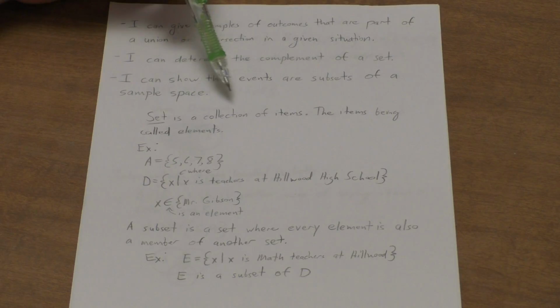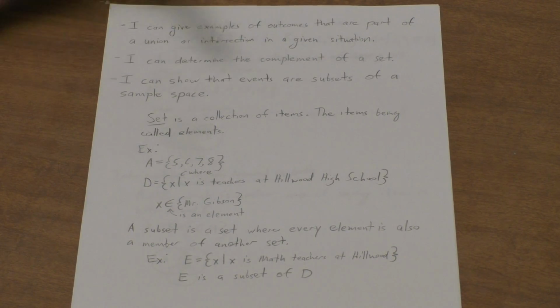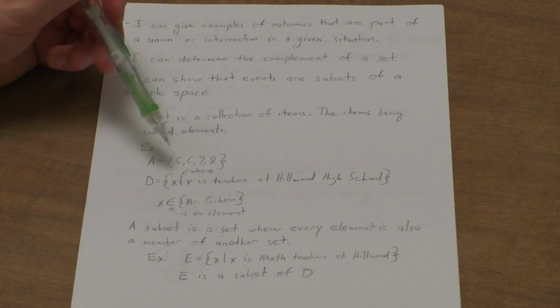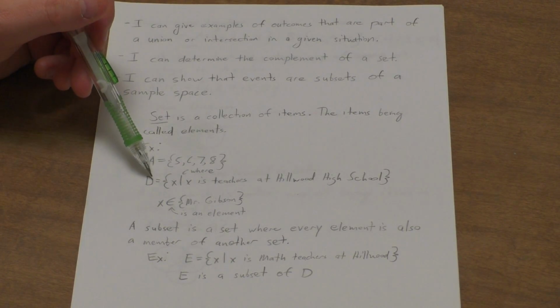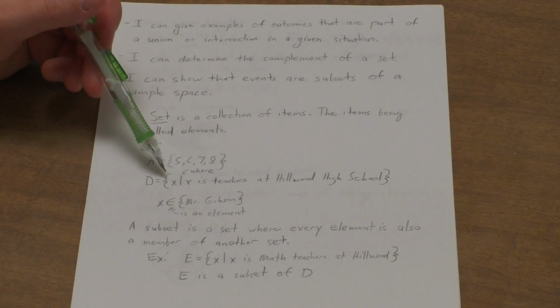A set is just a collection of items, an item being called an element. So for example, we have a set here, A, and it is 5, 6, 7, 8, just some numbers. Another example of a set is D here, and D says, well, this is some notation we're not really going to worry about that much.